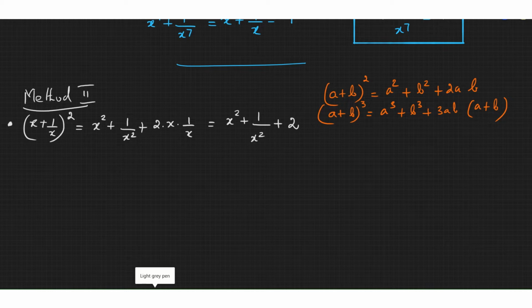So from these two results, when I'm plugging in x plus 1 by x as 1, 1 squared is equal to x squared plus 1 by x squared plus 2, or I'm getting x squared plus 1 by x squared as 1 minus 2, which is negative 1.